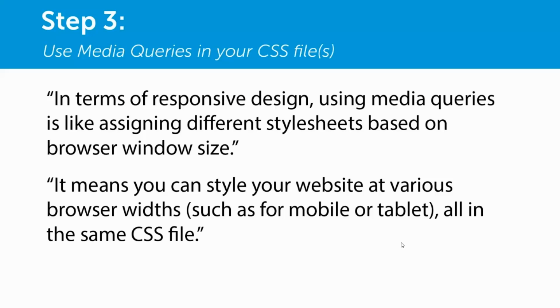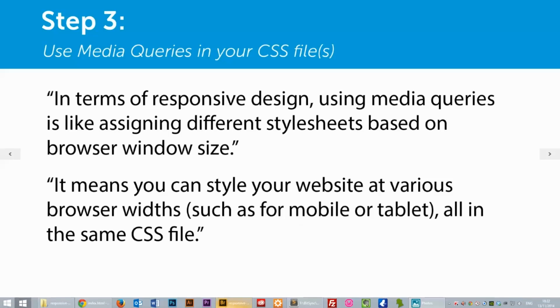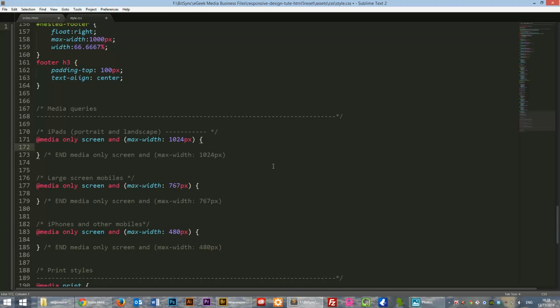Okay, so we're at step number 3, and this is all about using media queries in your CSS file, and this is where things start to get pretty interesting in terms of responsive design. Using media queries in your style.css file is like assigning different style sheets based on browser window size, whether it's for mobile, for tablet, or for extra large desktop size screens. And you can style your website at various browser widths, all in the same CSS file. So it makes it really quite a powerful way to design websites for different size screens.